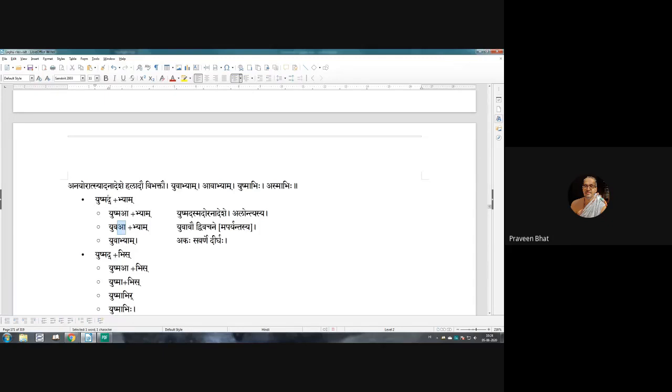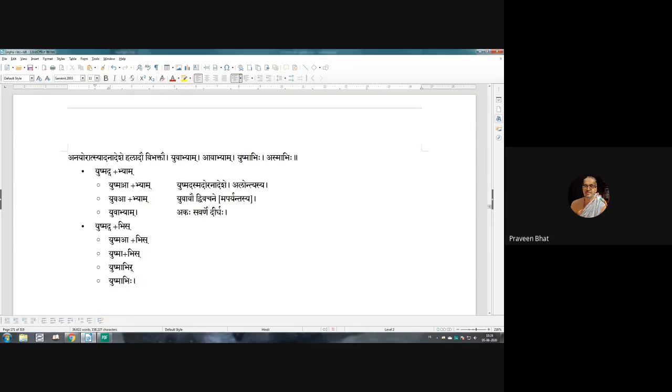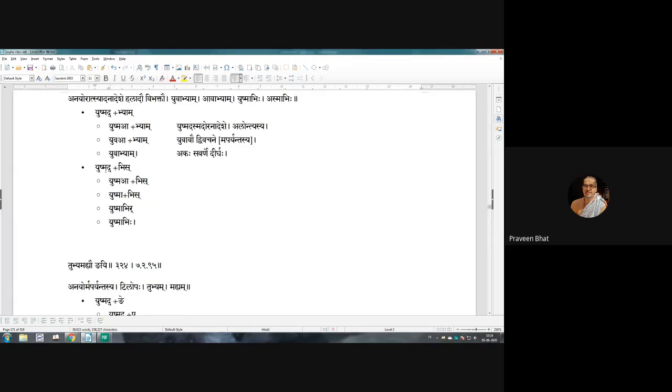So sheshe lopa, you have seen two meanings there. One is tilopa, actually it is tilopa, but sheshe meaning what remains, or what remains when it does not take this a adesha. Then ad will remain and that ad will undergo lopa. So that is bhyam in Tritiya Dvivachana, and Tritiya, Chaturthi and Panchami Dvivachana. This is all three: Tritiya, Chaturthi, Panchami Dvivachana.